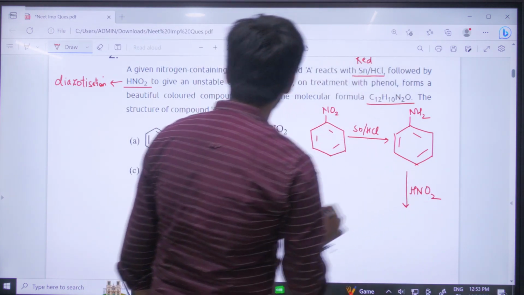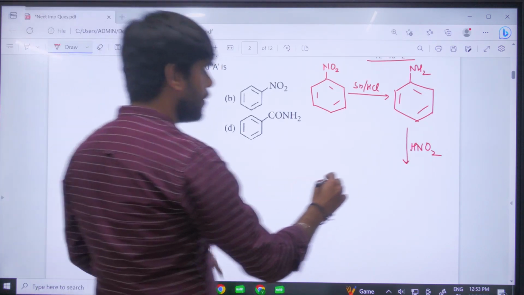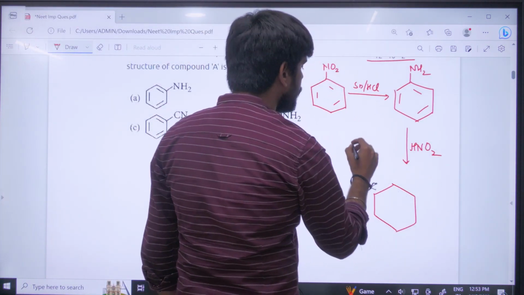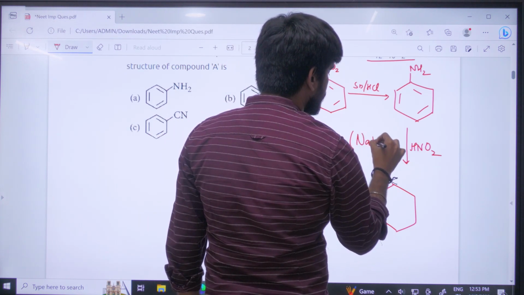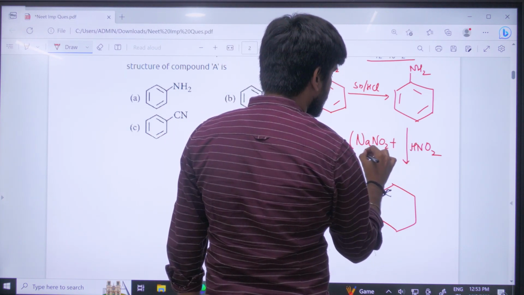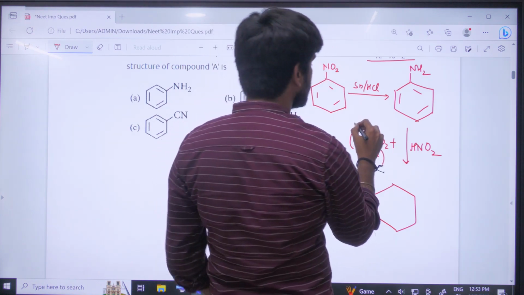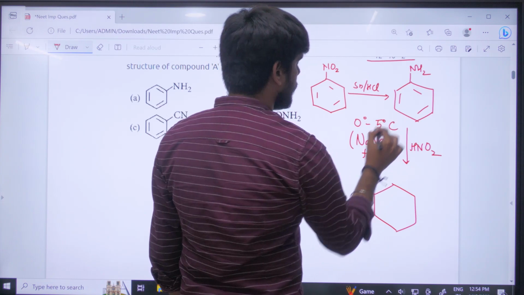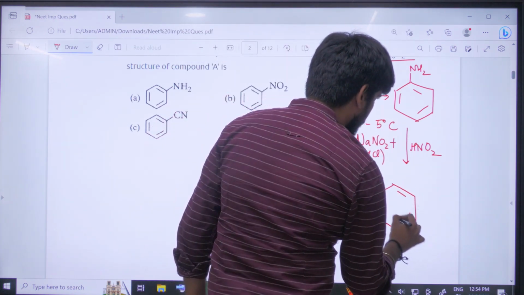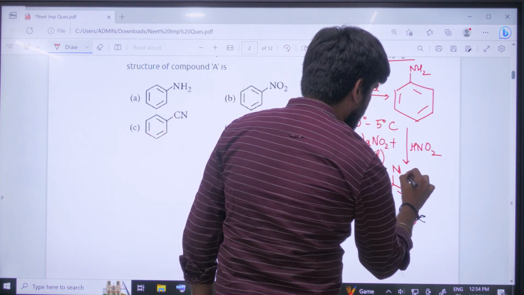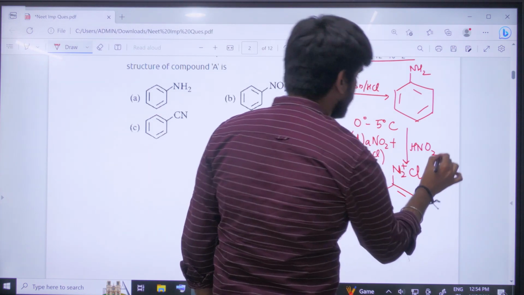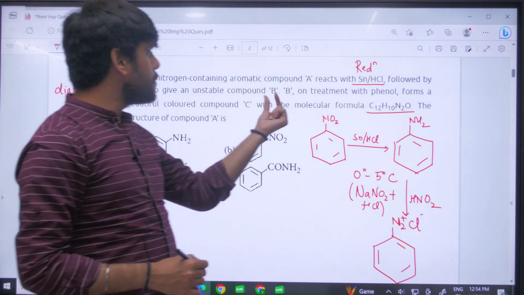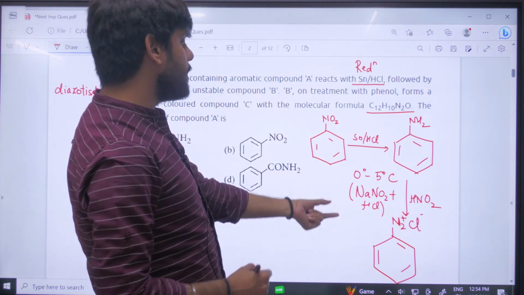you know it results in the formation of a diazonium salt. HNO2, you know, this is a combination of sodium nitrite and HCl, and the reaction condition is 0 degrees to 5 degrees Celsius, right? So I end up getting diazonium salt like this. This is your benzene diazonium salt. Now benzene diazonium salt is B. This is your unstable compound.